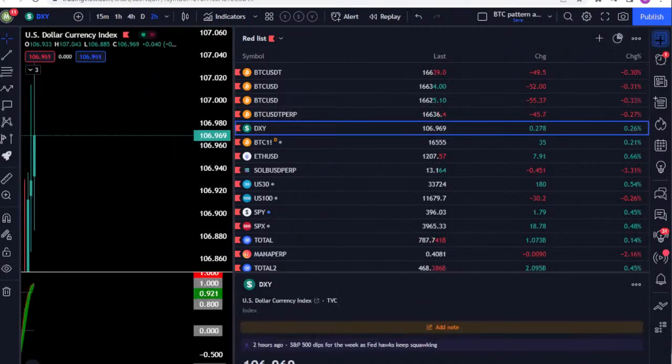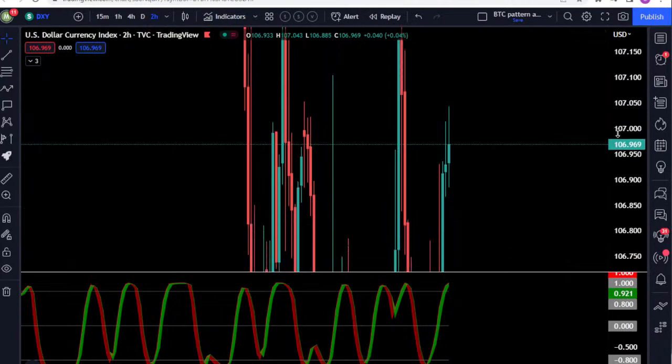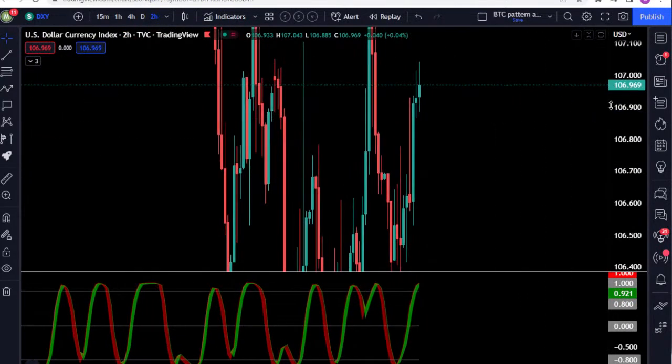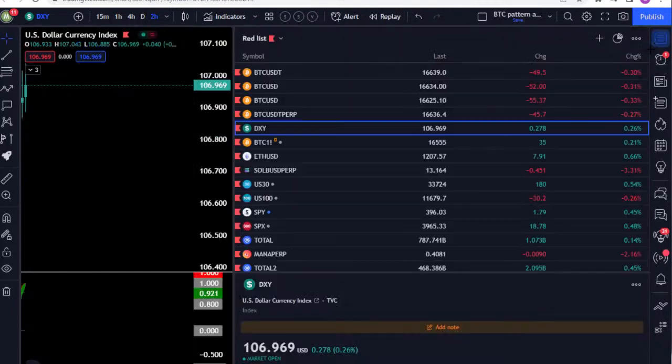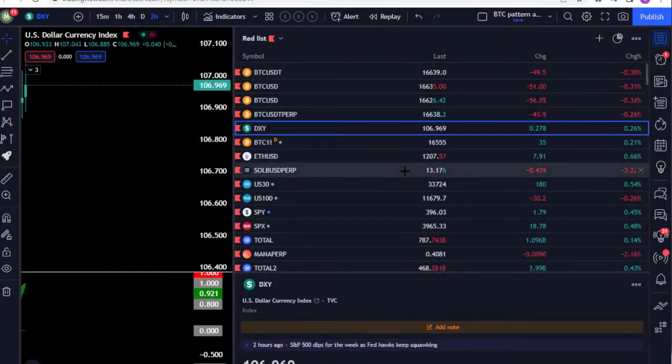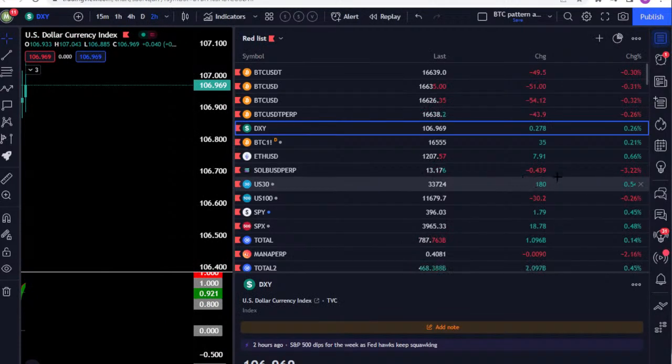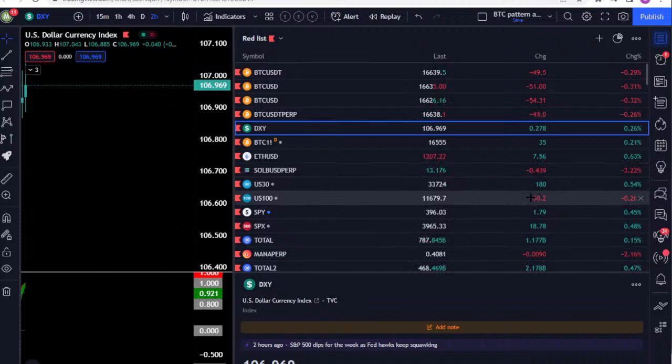Dollar index closed kind of bullish today. We closed above 106.9, so that's a good sign for the dollar, bad for the market. Dow Jones closed 180 points green. Nasdaq was slightly in the red. We went down to 11,679.